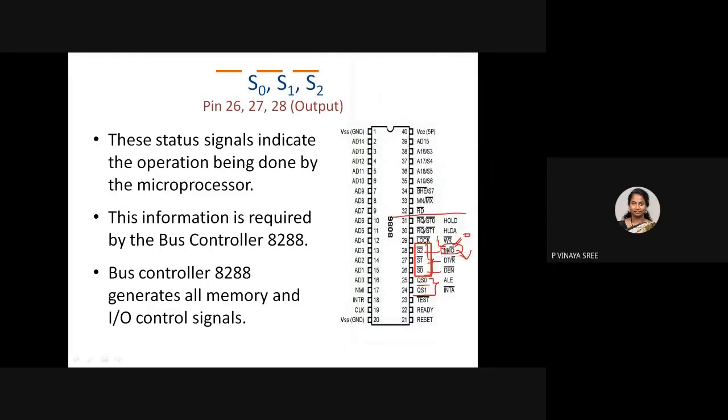Okay, so here RQ bar GT0, RQ bar GT1. Both are same, see here, but GT0 indicates it will have the highest priority, GT1 will have the lowest priority when compared to GT0. Okay, so what is this request?